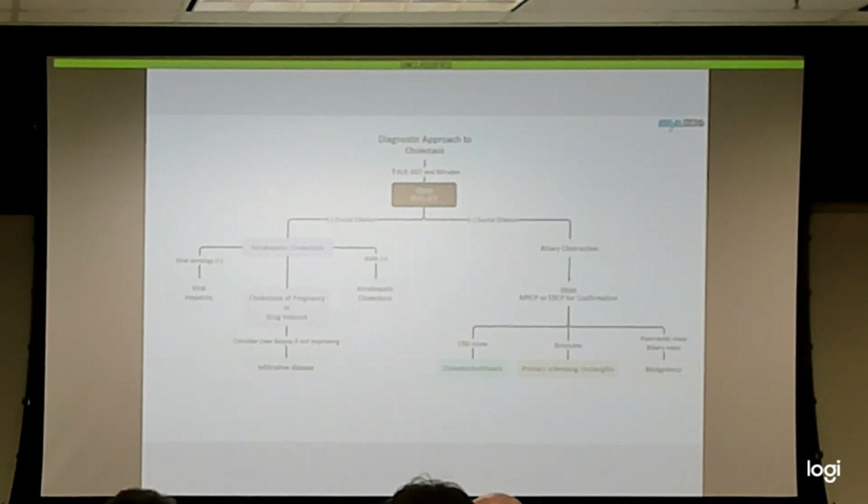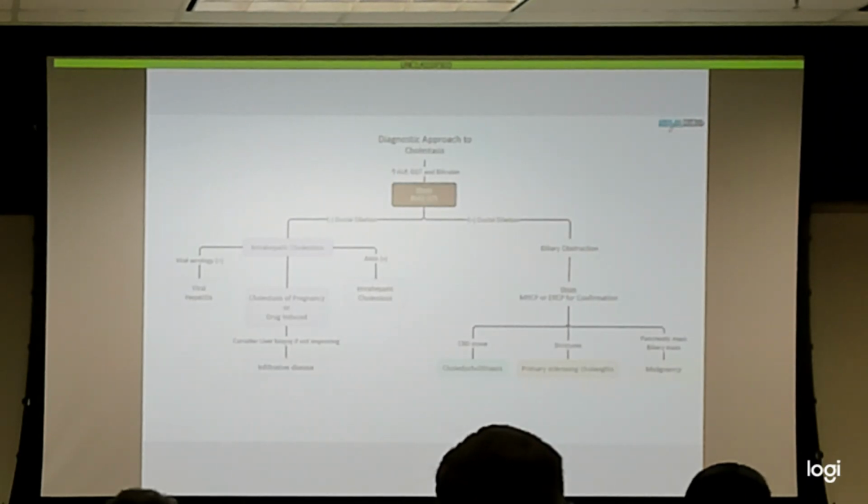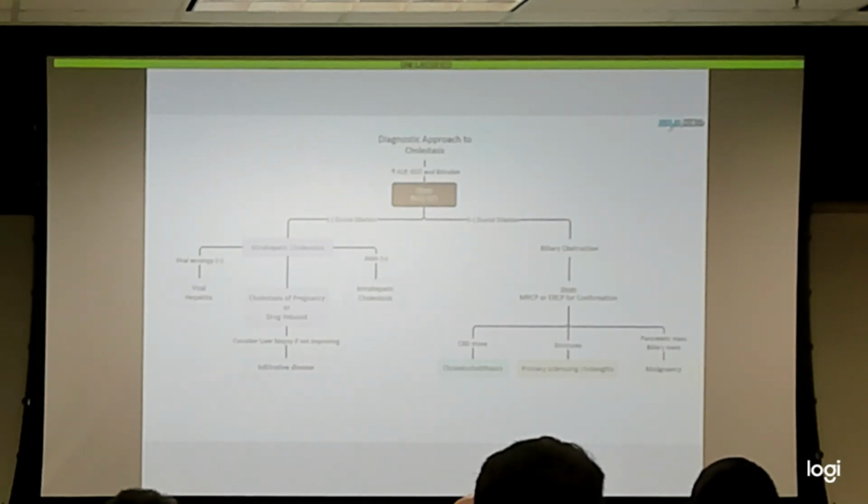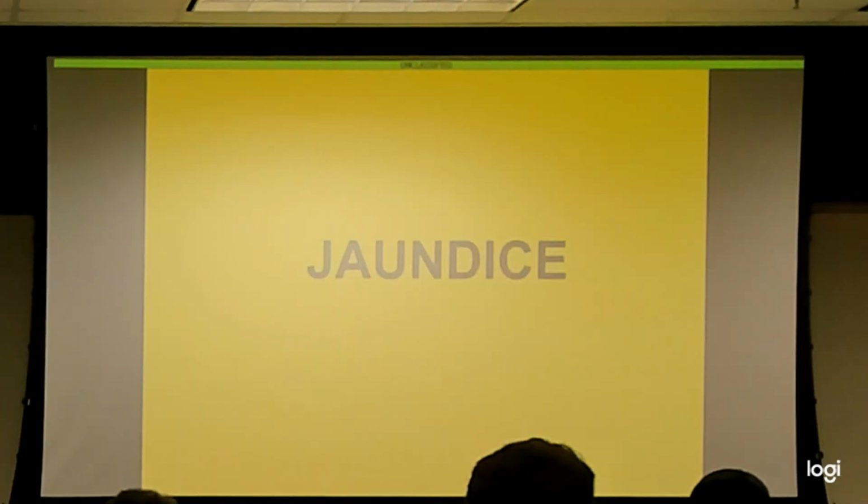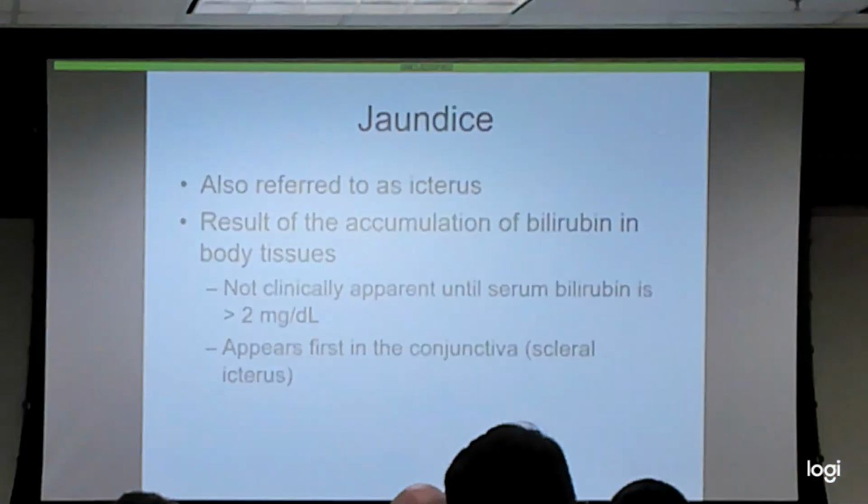Do you guys remember what inflammatory bowel condition is associated with PSC, primary sclerosing cholangitis? Which one? Crohn's or ulcerative colitis? Ulcerative colitis. Fail. All right.